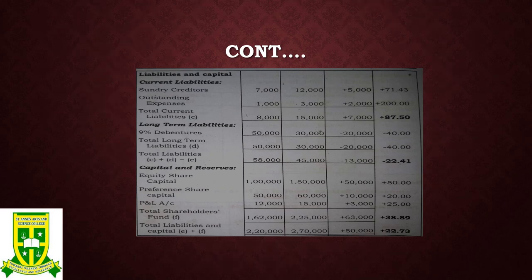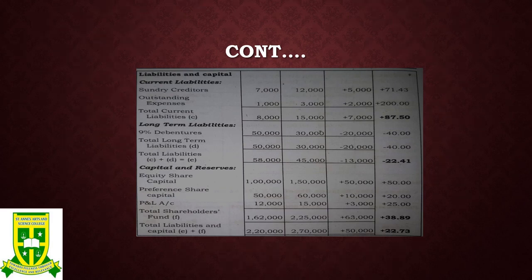And the total long-term liabilities we are getting is again the same value because we don't have any other items to appear under the long-term liabilities. So 50,000, 30,000, again it has decreased by 20,000. You will be writing 40.